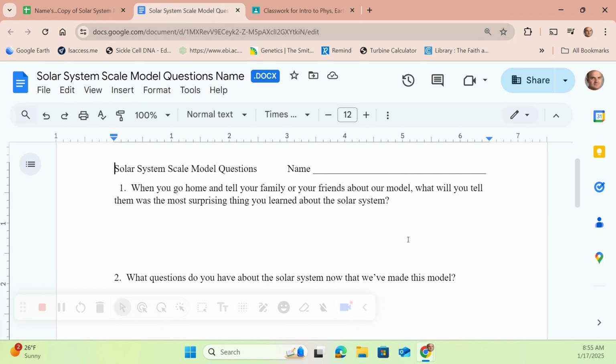Go ahead and open it up. This is what you're going to be looking at. Okay. Question 1 says, when you go home, tell your family and friends about our model, because I'm sure you will. What will you tell them was the most surprising thing that you learned? Probably something about the scale, the vastness. I don't know. You tell me. Maybe there's something else that you thought was pretty impressive.